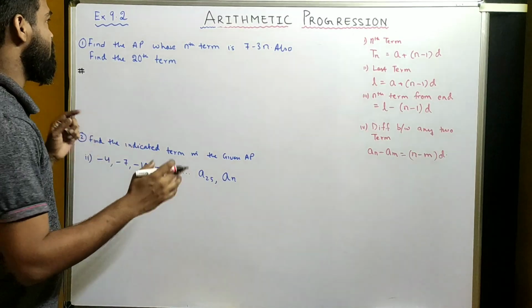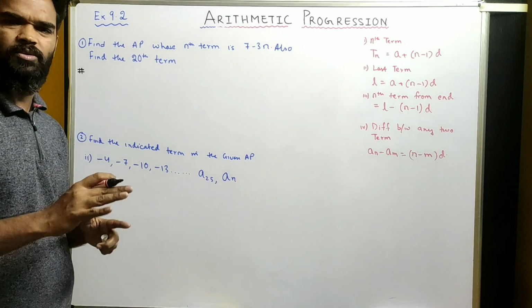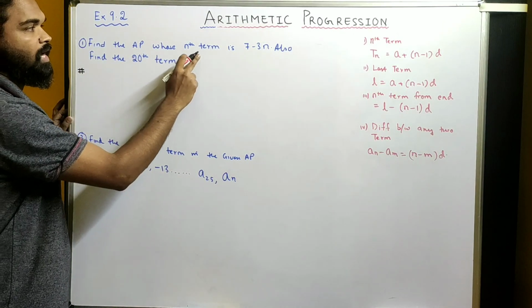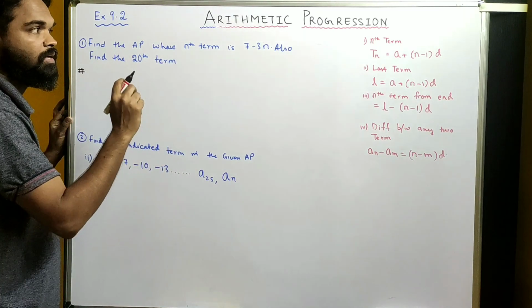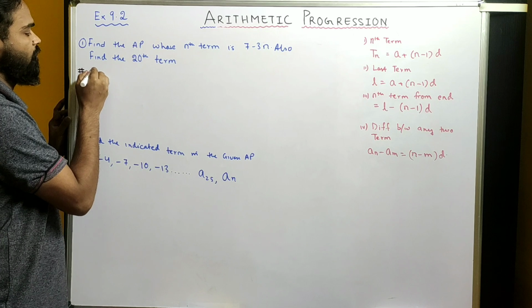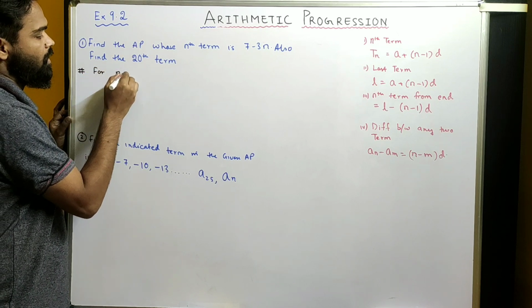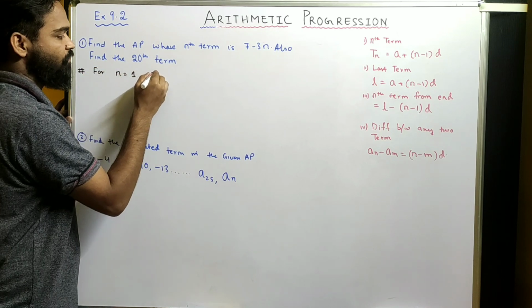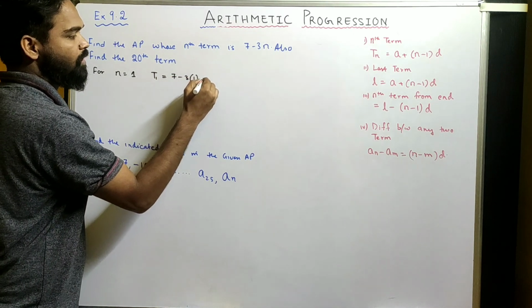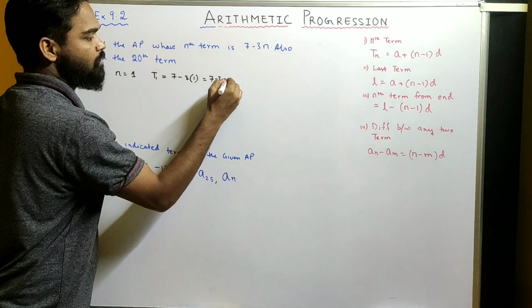Now look at exercise 9.2. 9.1 is very easy. You can try on your own. Sum number 1. Find the AP whose nth term is 7 minus 3n. Also find the 20th term. Now look carefully. For n equals 1, which is your first term, t1 will be equal to 7 minus 3 into 1. That's 7 minus 3. That's 4.